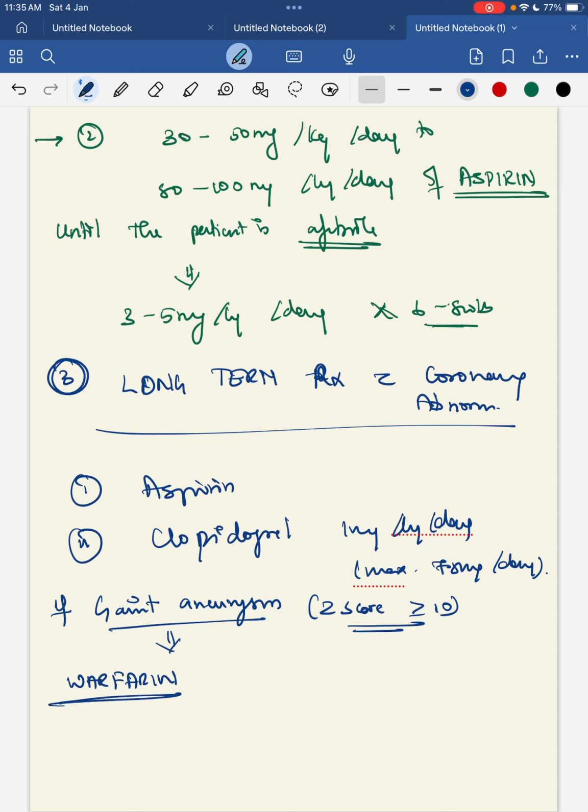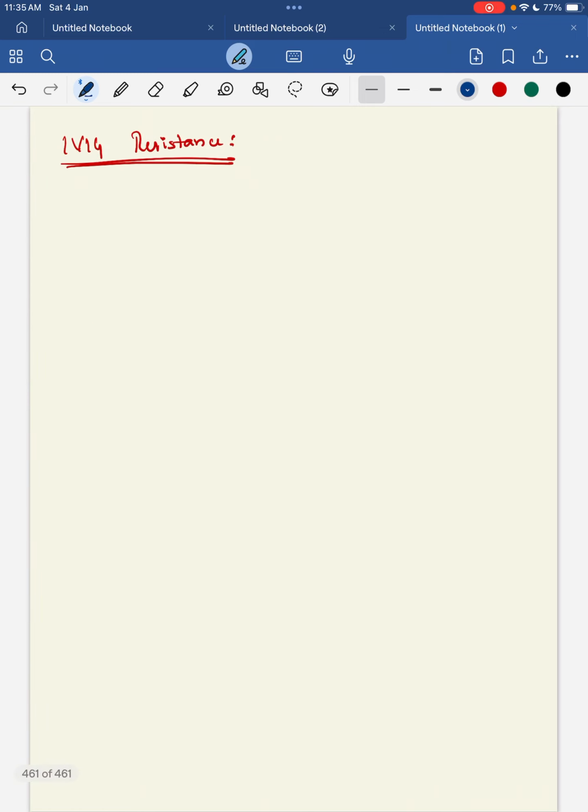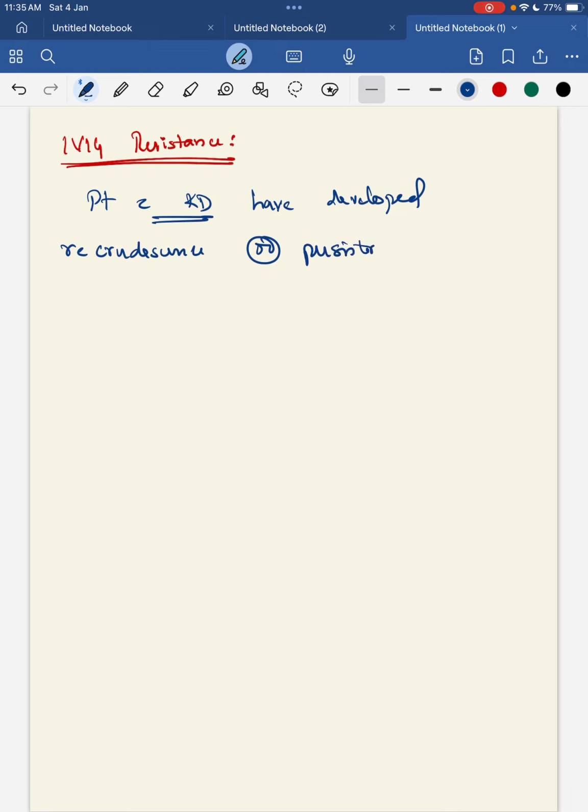How will you treat this child with IVIG resistance? One, you can give a second infusion of IVIG. Second, you can give high dose pulse steroids, that is pulse methylprednisolone, at the dose of 20 to 30 mg per kg IV for 3 days. Third, you can give infliximab at the dose of 5 mg per kg.